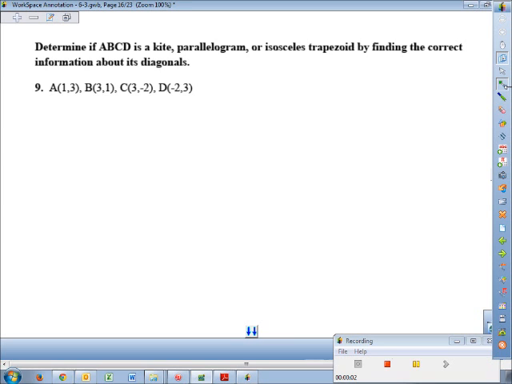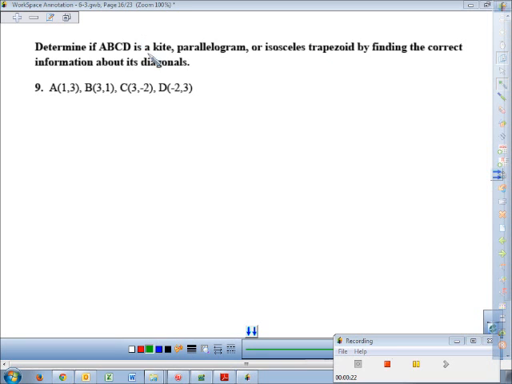They say determine if ABCD is a kite, a parallelogram, or an isosceles trapezoid by finding the correct information about its diagonals. So this is where the phrase of peanut butter every day can really help you. Notice how I typed these in order. I went kite, parallelogram, isosceles trapezoid. What order did I kind of put that in? According to the hierarchy. Like straight across, left, right?